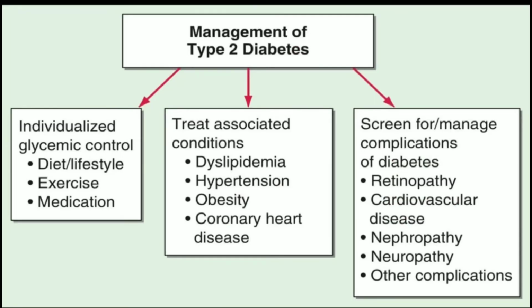In this slide, you can see that we can manage a type 2 diabetes patient with proper individualized glycemic control with proper diet, exercise, and medication. Also by treating the associated conditions like dyslipidemia, hypertension, obesity, CKD, coronary heart disease, and also by screening and managing the complications of diabetes like retinopathy, cardiovascular disease, nephropathy, neuropathy, and other complications.